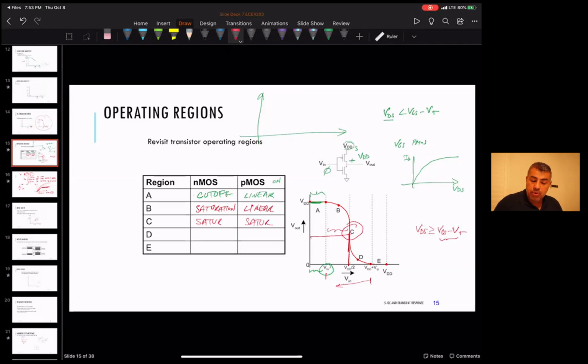Okay, and then I won't do this part, but it's the opposite of this part as far as the NMOS and the PMOS are concerned. So here, NMOS ends up being in linear, and PMOS ends up being in saturation. And then NMOS stays in linear, and PMOS finally turns off.